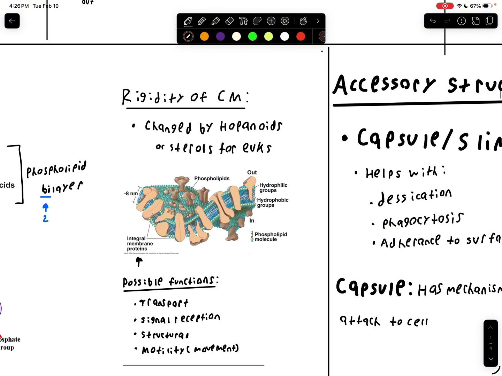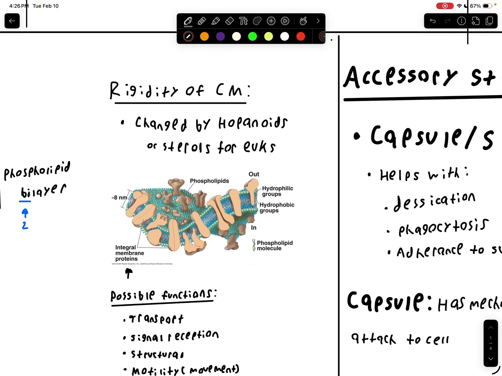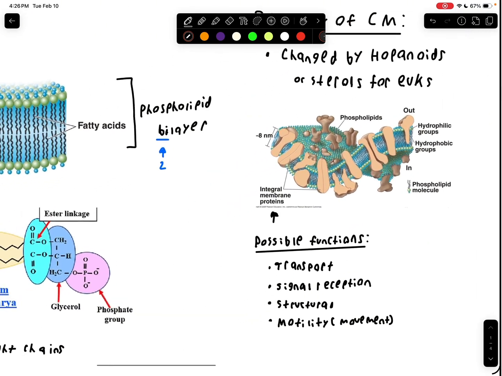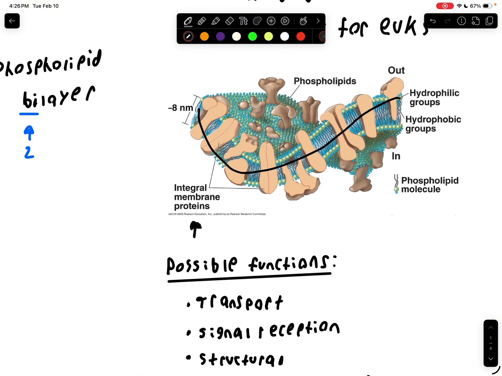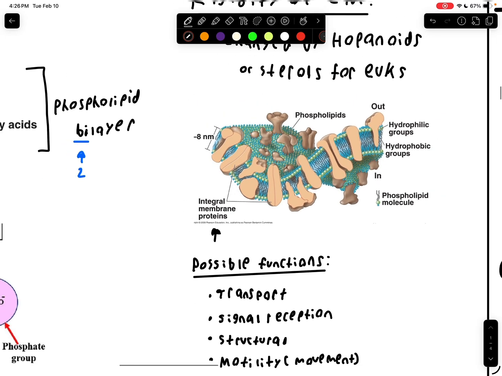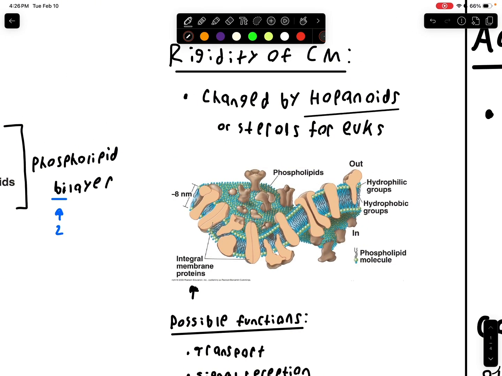Now, in terms of the cell membrane, the rigidity of it, so how strong or smooth it is, it can change, right? As you can see over here, this looks pretty straight, whereas over here, it's curvy and it's kind of different than you would imagine. And so the way this happens is through hopanoids or sterols. A sterol is basically like cholesterol. Hopanoids, I don't have a particular example of, but they're what bacteria use.